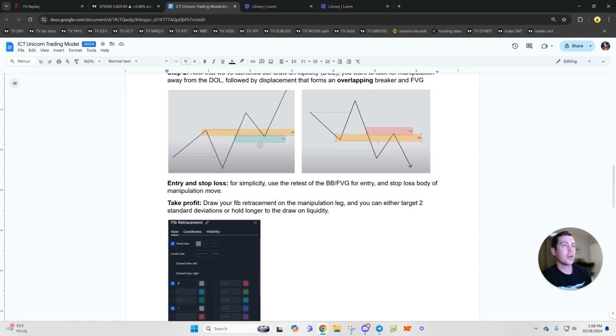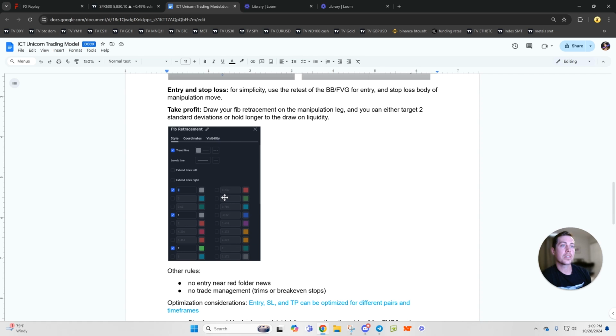You can get a bit more aggressive and put your stop loss right on the other side of these fair value gaps and breakers. But for today, I'm going to be using the low or high of the manipulation leg. And to get us a little better stop loss, I'm going to use the body instead of the wick extreme.